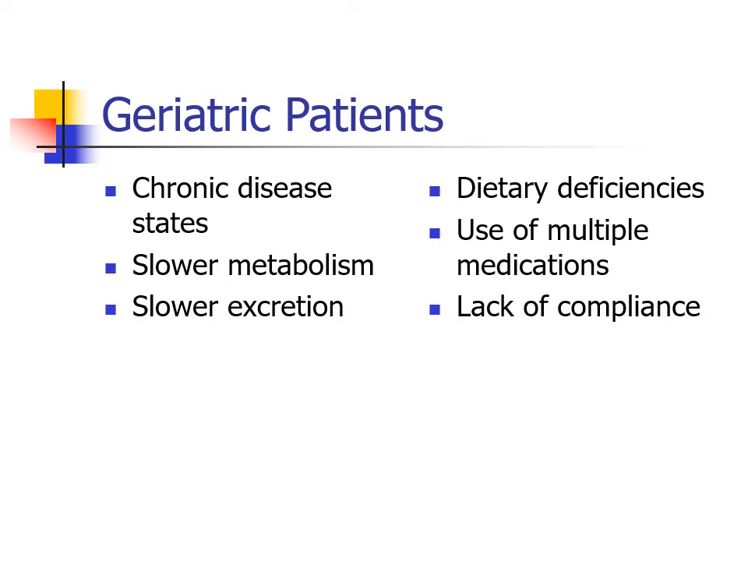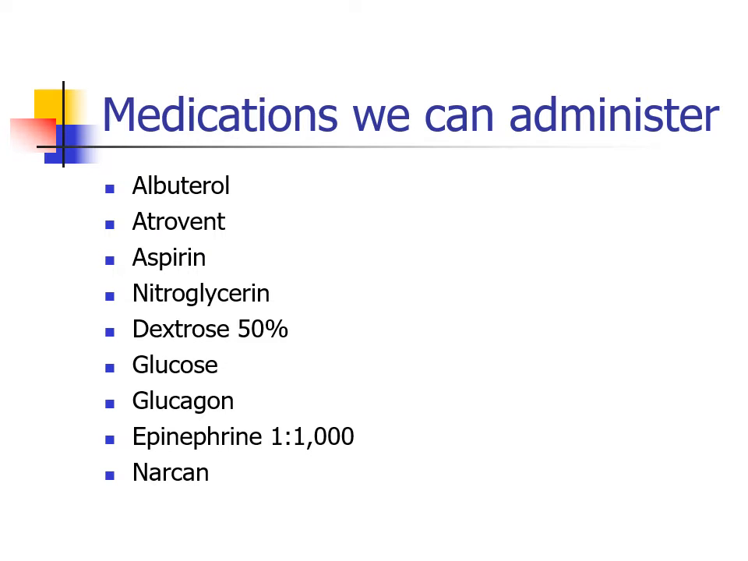Geriatric patients could have chronic disease states, slower metabolism, slower excretion through the kidneys, dietary deficiencies, the use of multiple medications, and lack of medication compliance. Medications we can administer: albuterol, Atrovent, aspirin, nitro, D50, glucagon, glucose, epi, and Narcan.